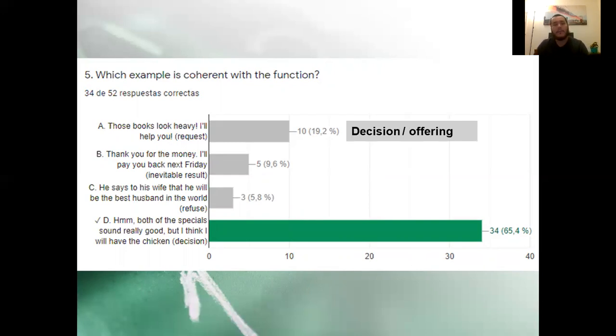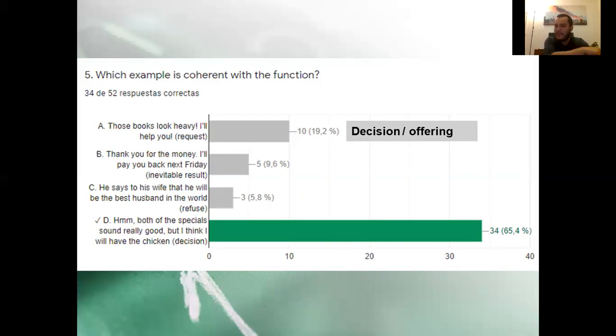No, because when you say that I will help you, I take the decision to do it. There is also a little bit of offering, but the predominant one is decision. I look at the heavy books and then I say, I take the decision, I will help you immediately. A spontaneous decision. Letter B says, thank you for the money. I will pay you back next Friday.